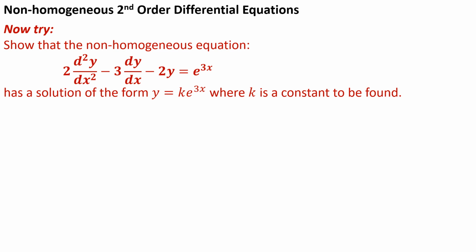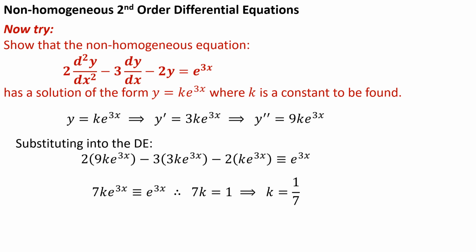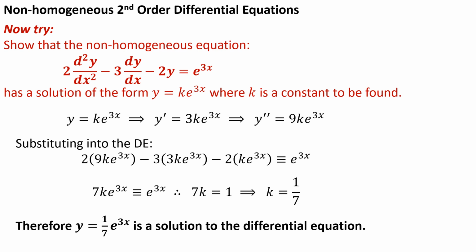So first of all, we differentiate and we differentiate again, so we can find the values of y dash and y double dash, or the first and second derivatives. Then we substitute those into the differential equation. We know that we need the left and right hand sides to perfectly match. So once again, I'm comparing coefficients. And it turns out we need 7k e to the 3x to be the same as e to the 3x, which means 7k has to be 1, so k is a seventh. And we've found a solution to the differential equation.